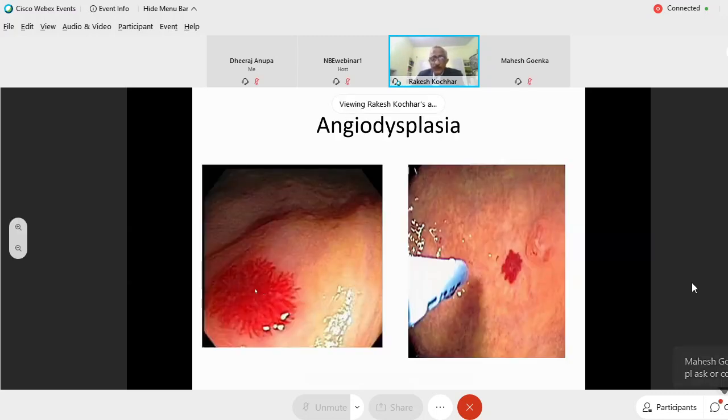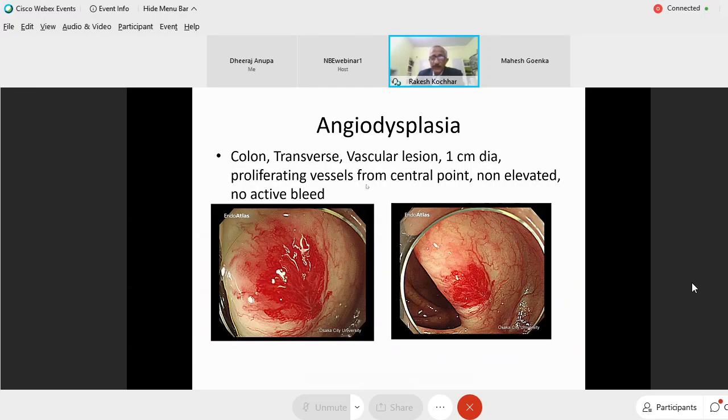Now, some vascular lesions, angiodysplasia or telangiectasia or AV malformation, these are some overlapping terms. So you will describe a vascular lesion which is frond-like, about a centimeter in diameter, not bleeding. This is angiodysplasia. Again, as I said, it is difficult to say AVM, angiodysplasia, virtually overlapping terms. So how will you describe this lesion? This is in the colon, in the transverse colon. You can see the transverse fold. This is a vascular lesion, 1 centimeter in diameter, with proliferating vessels from a central point.